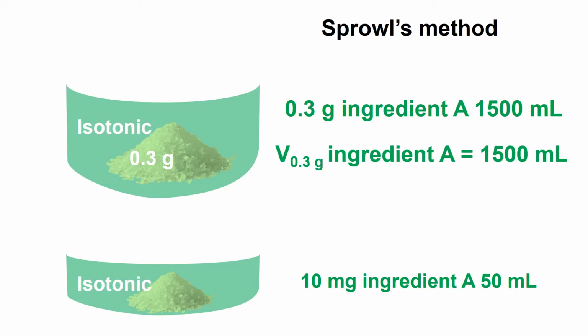If either the volume or the amount of the ingredient is unknown, you can calculate it based on this V 0.3. So for example here, if you have 10 mg of ingredient A, how much volume do you need to make this 10 mg of ingredient A isotonic? You're just taking the basic calculation: 0.3 gram is isotonic in 1500 ml, and with that 10 mg is easy to calculate. It is isotonic in 50 ml.